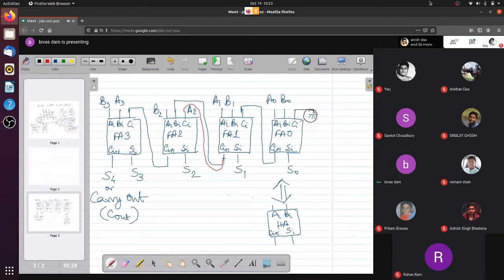Any other problem? So last, A3 is connected with BI and B3 is connected with AI. Oh wow, another mistake. A3 should come here and B3 should go there. Anything else? Are the other things correct?